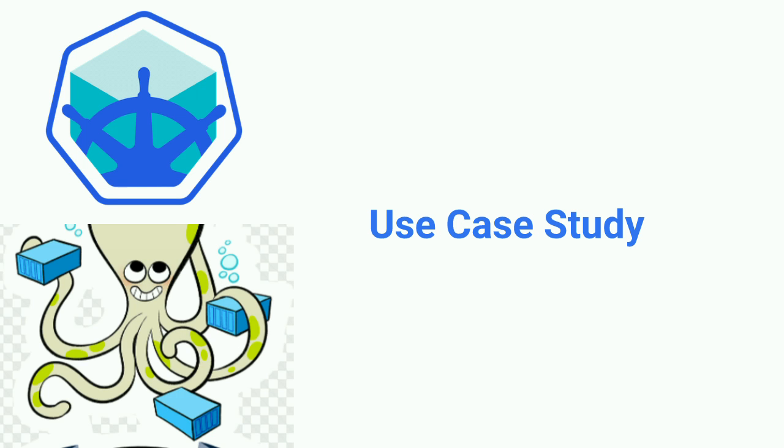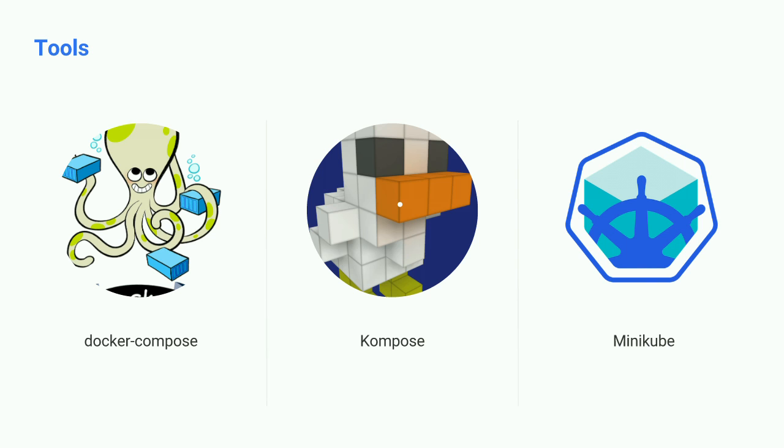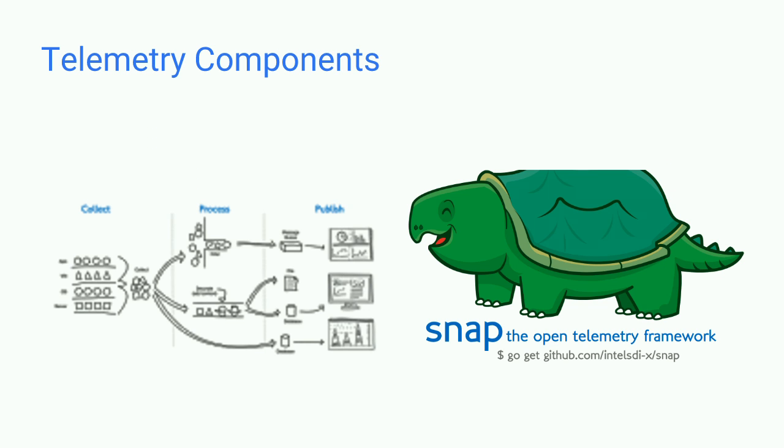Now I'm going to show you a use case for you to understand how we use this at our work. Basically, I'm going to use all these three tools I just mentioned. And we have this telemetry element called Snap. We call this little cute turtle Snappy. Do you think Snappy is really happy? He looks pretty happy. Yes, really happy.